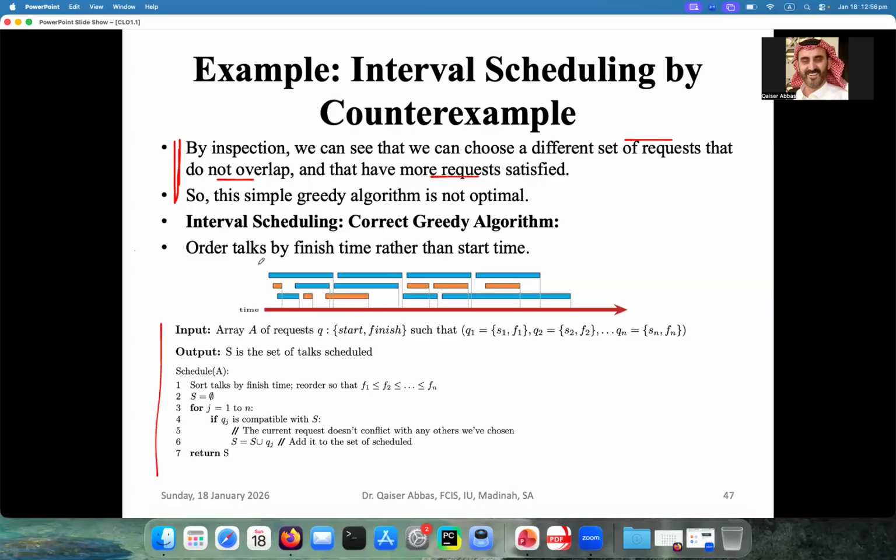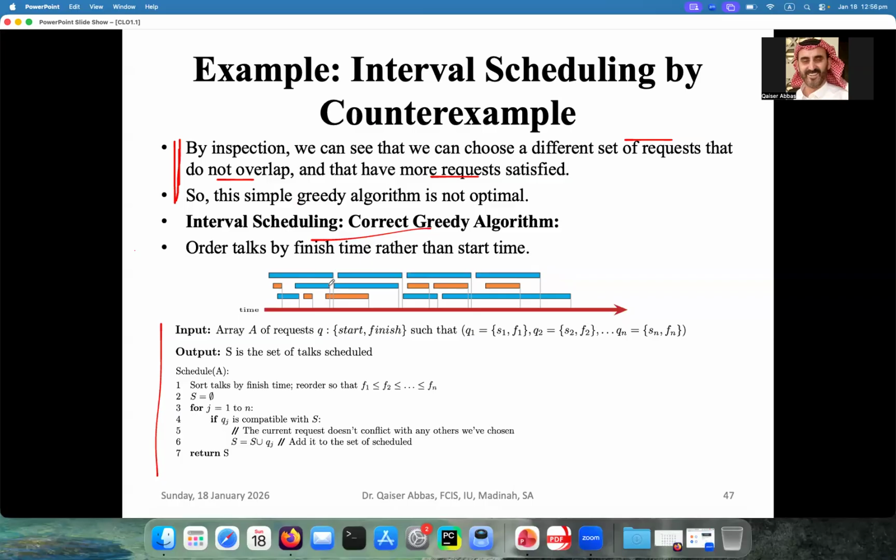And then here, if we go with the finish time rather than start time, again, draw these lines according to the finish time. And here the gray lines are drawn according to the finish time.